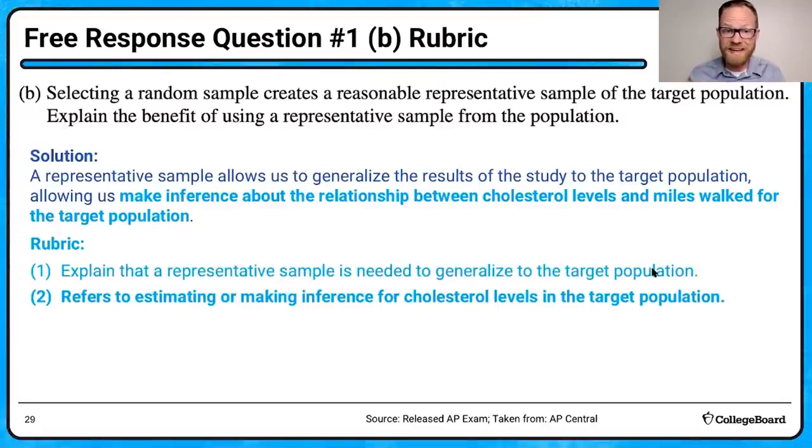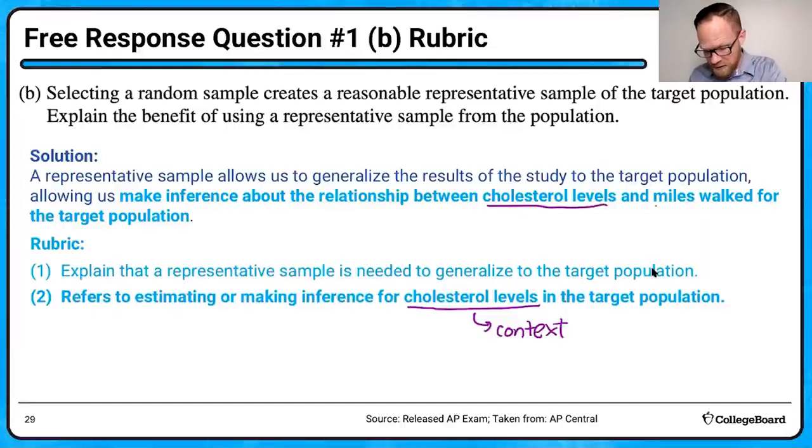Now, here's what I think this second part of the rubric is getting at. This idea of cholesterol levels is what many call the context of the question. So it is very important that when you are writing up your answers to free response, that you are including the context of the question. What is this question actually about? This question is about cholesterol levels and miles walked. So as a general rule, when you are writing your responses on the free response, you want to try and include as much context as possible. So you don't want to give some sort of general statement. You want to make it specific to the context of that particular problem.